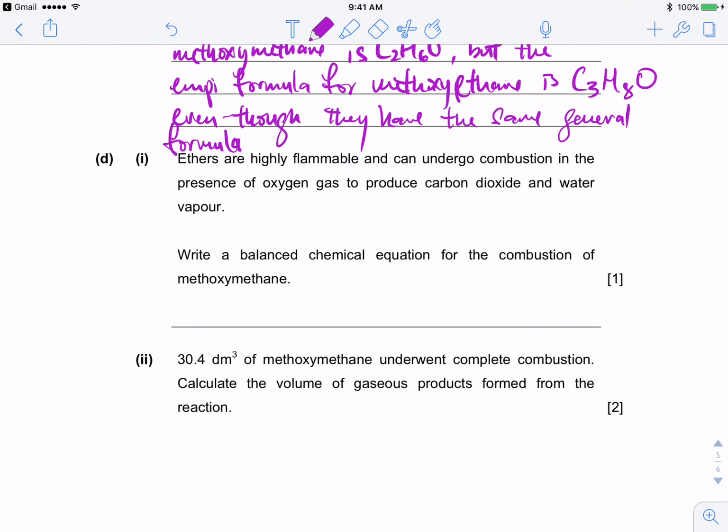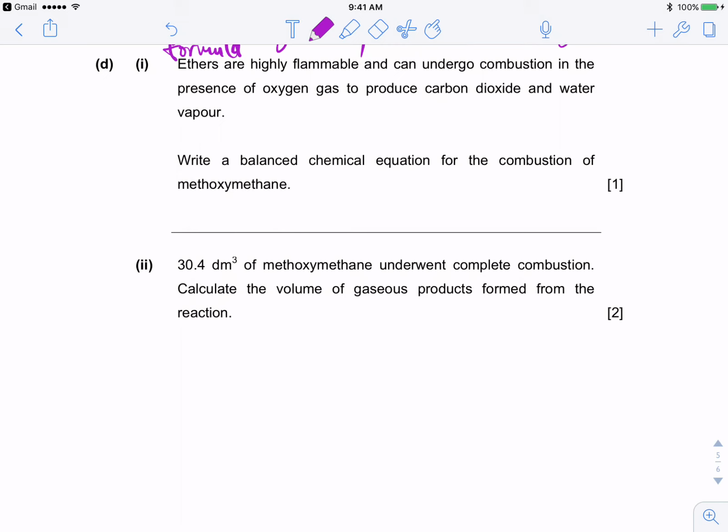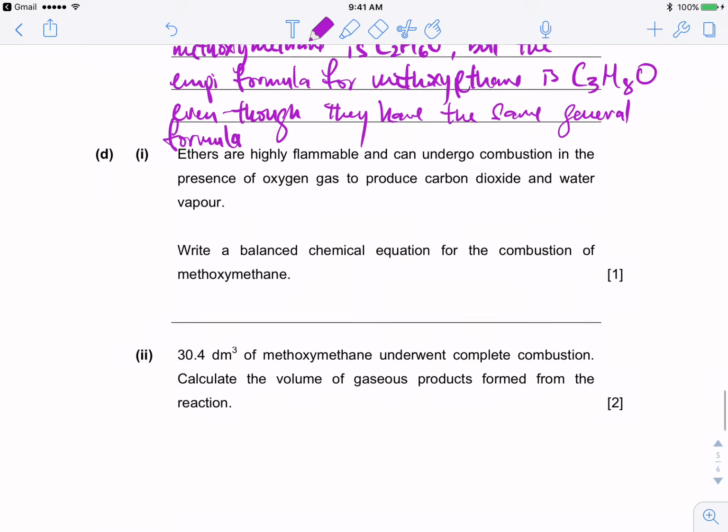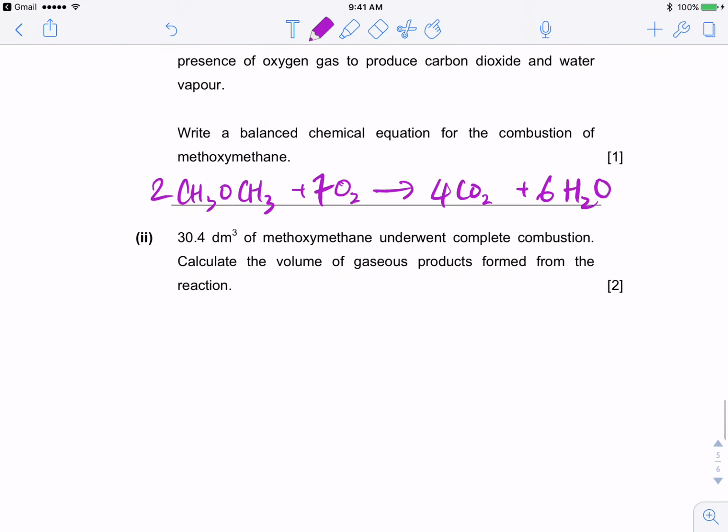Ethers are highly flammable and can undergo combustion in the presence of oxygen gas to produce carbon dioxide and water vapor. Okay, so methoxymethane, just now we wrote that it's CH3OCH3, plus O2 gives us CO2 plus H2O. So just balance it. You should have 2 here. How many hydrogens? 3 here. Then it doesn't balance. Oh no, everything times 2. So I have 3 plus 4, 7. Okay, this will be your answer.